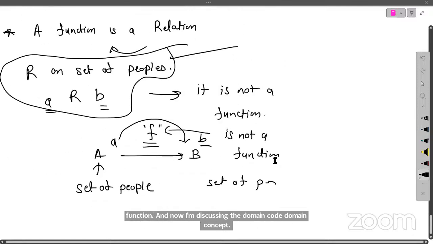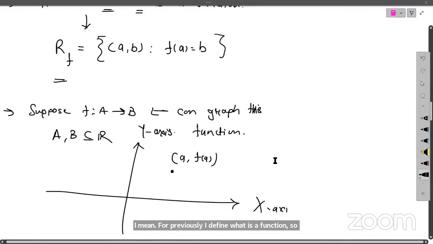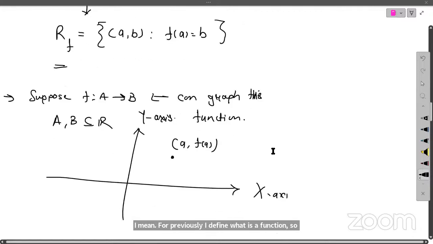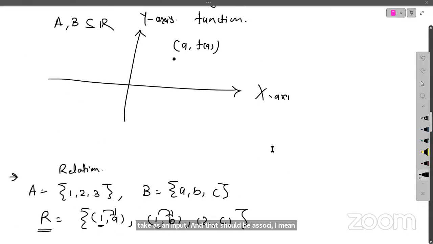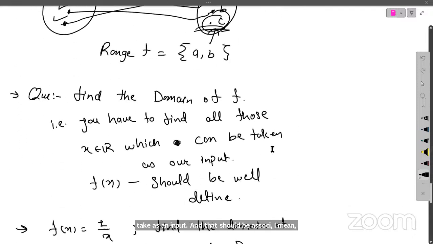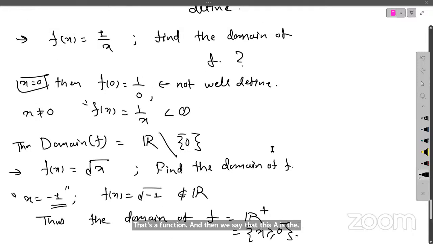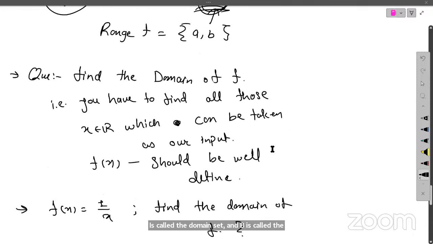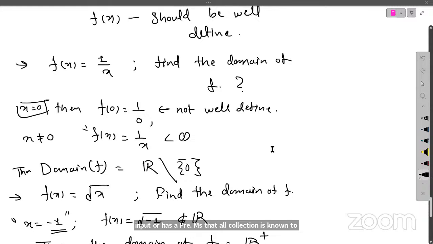Previously I defined what a function is. A function is nothing but a rule from a set to another set, which obeys two things. First, every element of A can be taken as an input, and that should be associated to a unique output. That's a function. Then we say that A is called the domain set and B is called the codomain set. Whatever elements of B have an input, or a pre-image, that whole collection is known as the range of the function. And now we are discussing how we can evaluate the domain of a function.